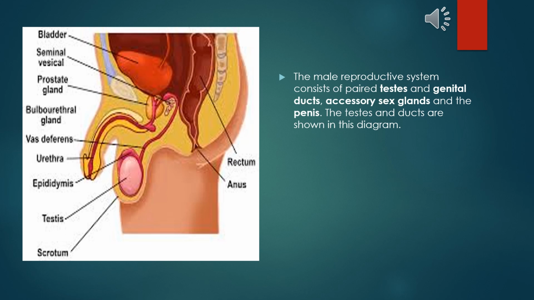So there is the pampiniform plexus of testicular veins. The veins form a pampiniform plexus which surrounds the testicular artery. This also maintains the temperature which is accurate for the production of sperms. And in addition to that, there are some genital ducts and accessory sex glands which contribute to the semen. These structures we can see in this diagram.